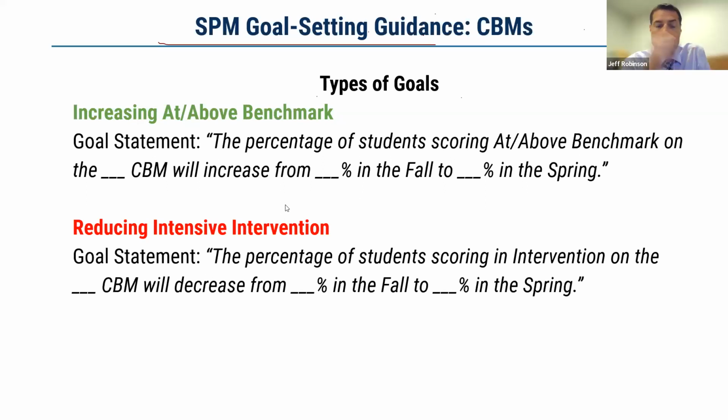and then you're going to pick a CBM. On whatever CBM will increase from a certain percentage from the fall to a certain percentage in the spring. And we're going to show you what we recommend for those percentages. If you're doing the goal to reduce the number of students in intensive intervention, your statement would be the percentage of students scoring in intervention on whatever CBM will decrease from a certain percentage in the fall to a certain percentage in the spring. So these would be goal statements that you could use for SPM goals for CBMs.